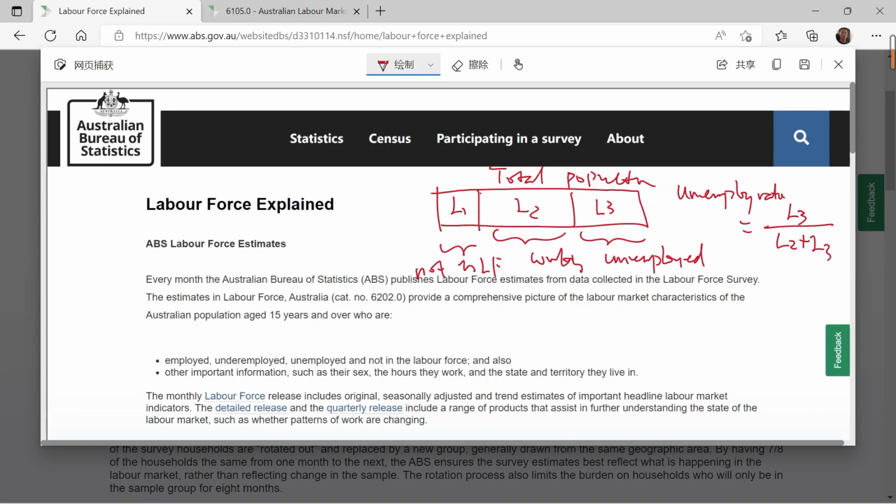That's one statistic. The second statistic is the labor force participation rate, which is equal to L2 plus L3, which is the size of the labor force, divided by the total population.